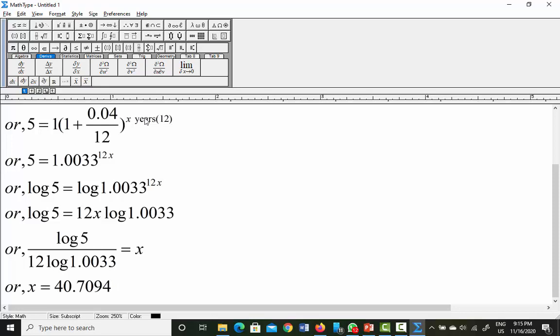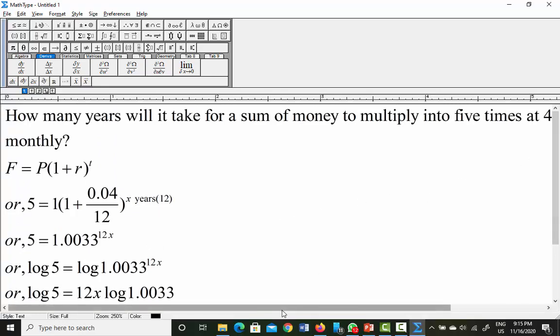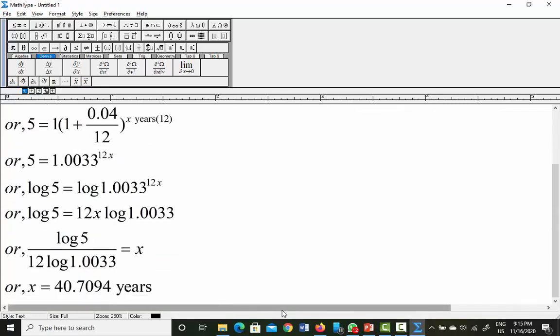We have assumed that it will take x years for 1 taka to become 5 taka. That means it will take 40.7094 years for 1 taka to become 5 taka at 4% interest compounded monthly. So this is the answer, right?